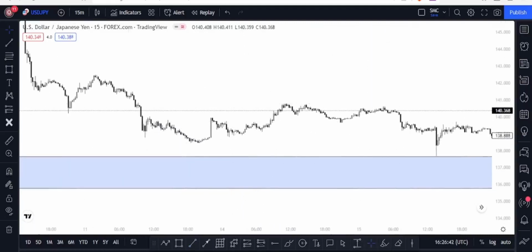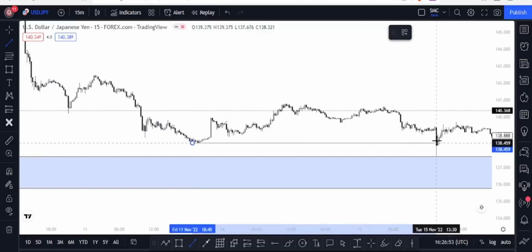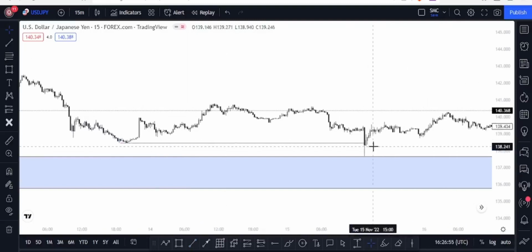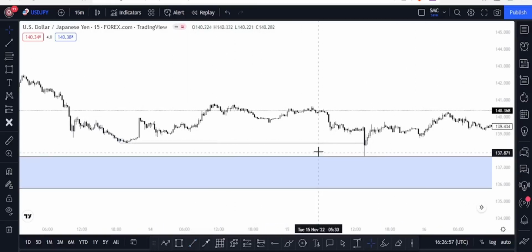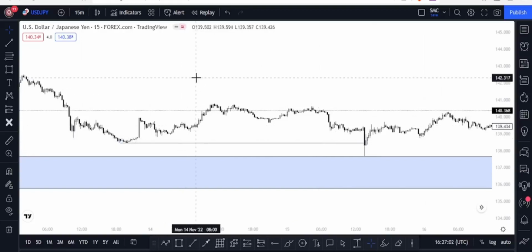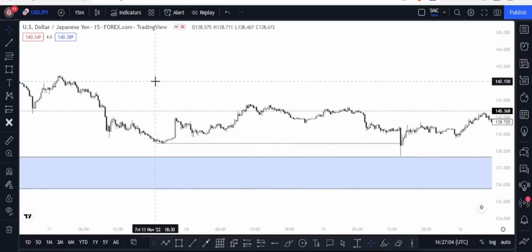Okay, this is our break of structure from here. Take a look. We had a break of structure from here to this point. Our break of structure is with a candle body close. All right, so that's our break of structure. It broke to the downside.